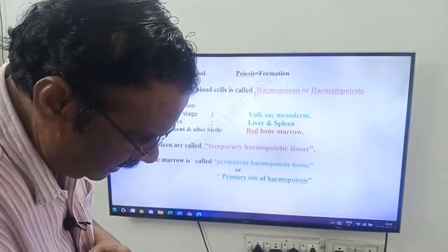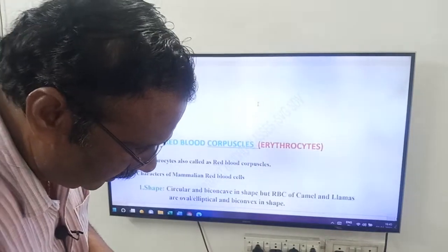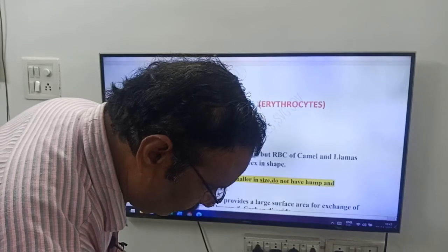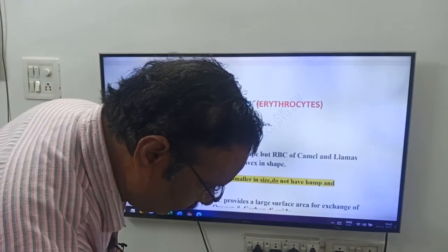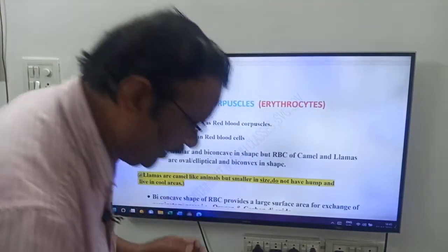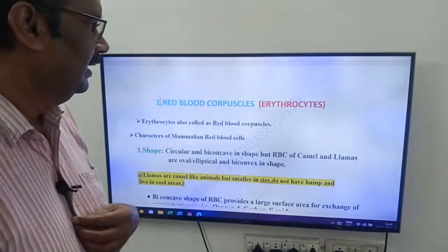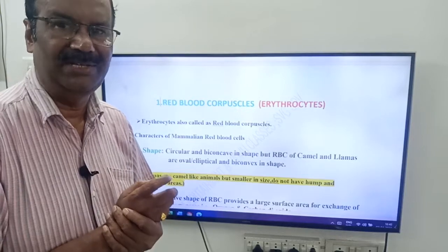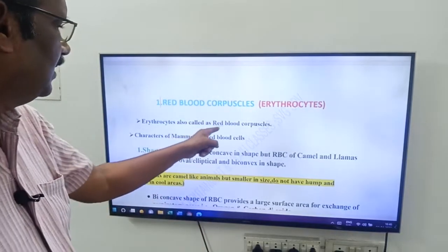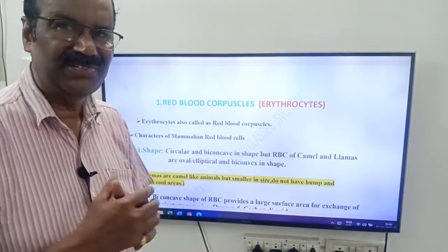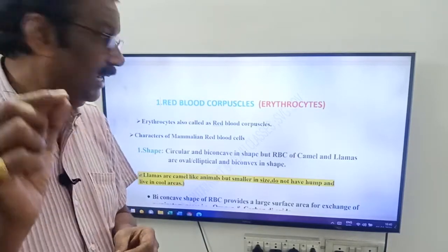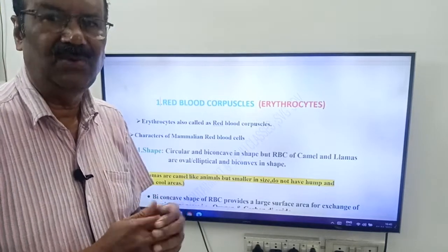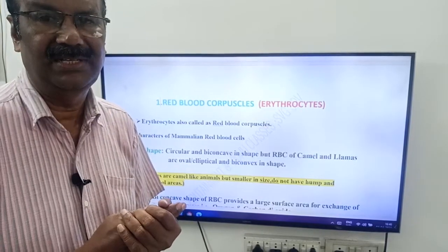Okay friends, now come one by one. Come to red blood cells friends. Red blood cells are also called erythrocytes. Erythrocytes are also called red blood corpuscles. Characters of mammalian red blood cells. Now we are taking only the mammalian red blood cells.